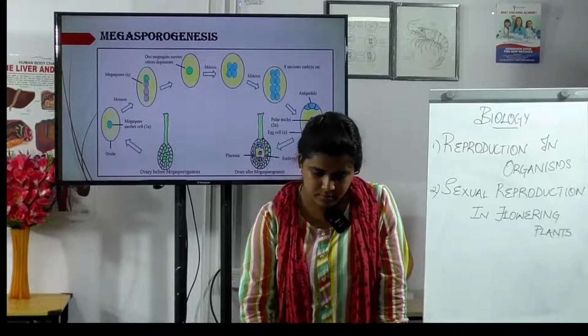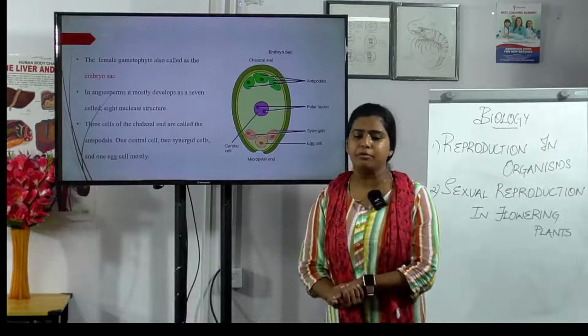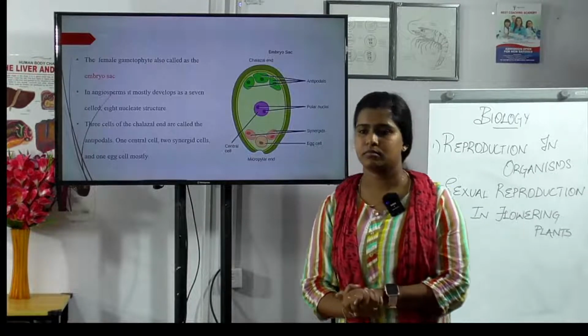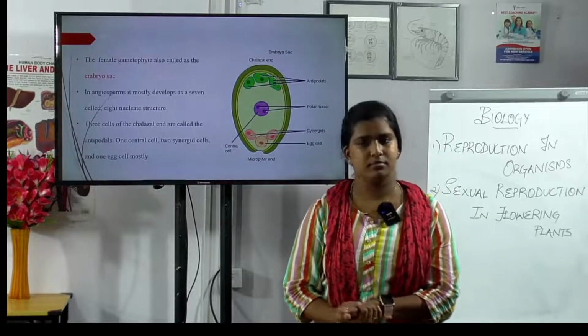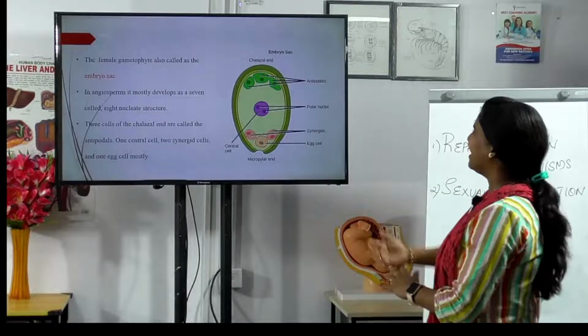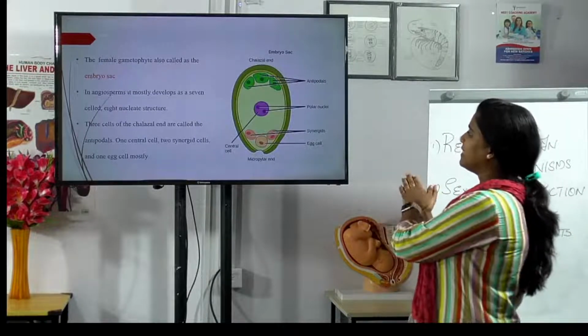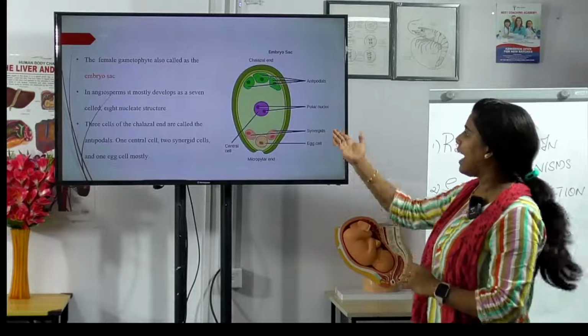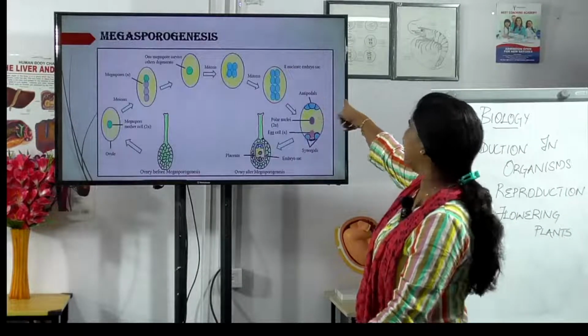Okay, and next we are going to see is embryo sac. What is embryo sac? Embryo sac, that contains the embryo. The female gametophyte is also called the embryo sac. In angiosperms, it mostly develops as a 7-celled and 8-nucleate structure. We saw this is an 8-nucleate structure. See, 8-nucleate embryo sac.